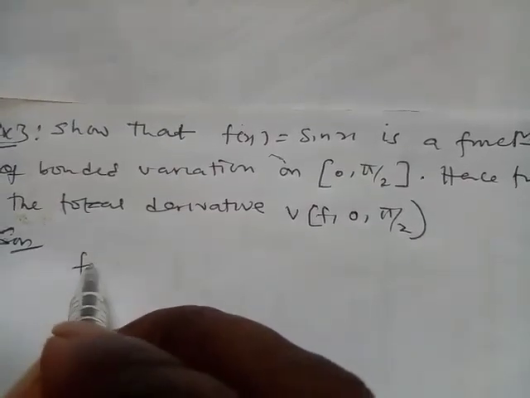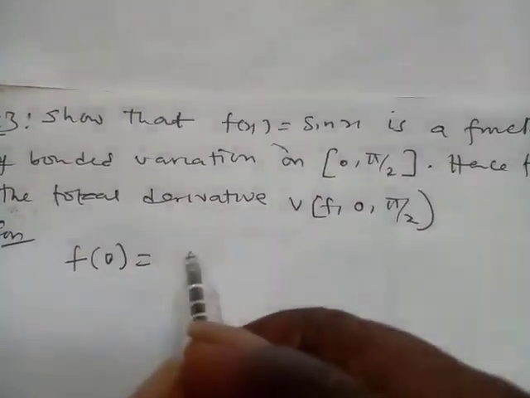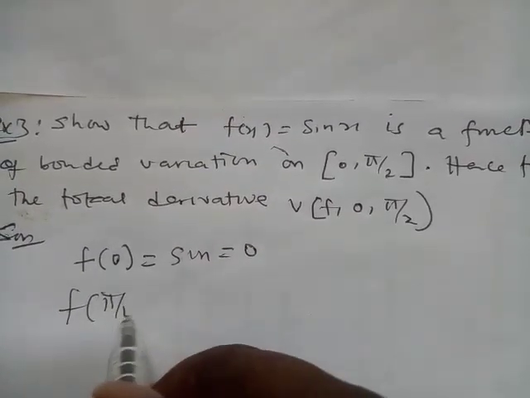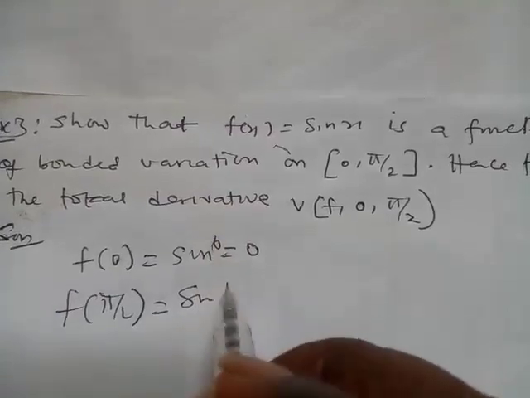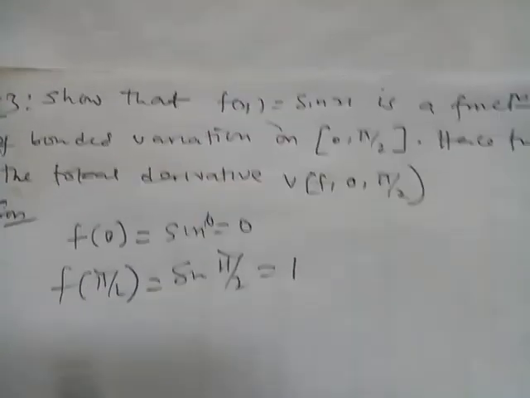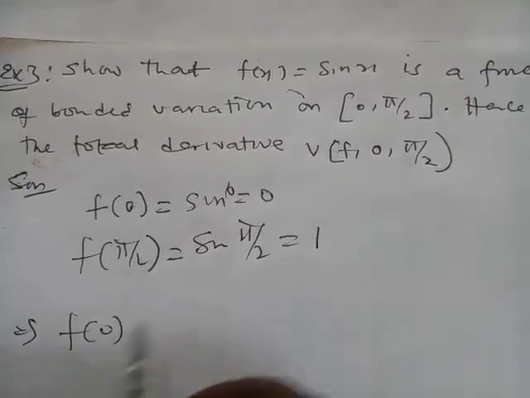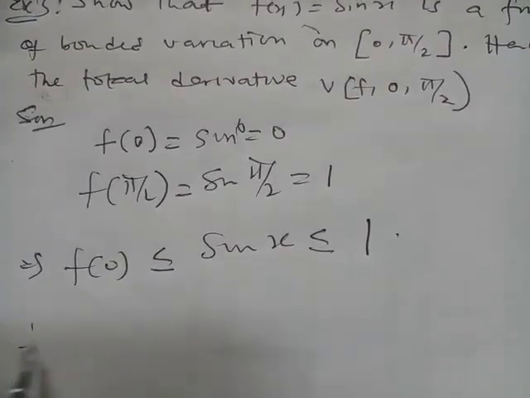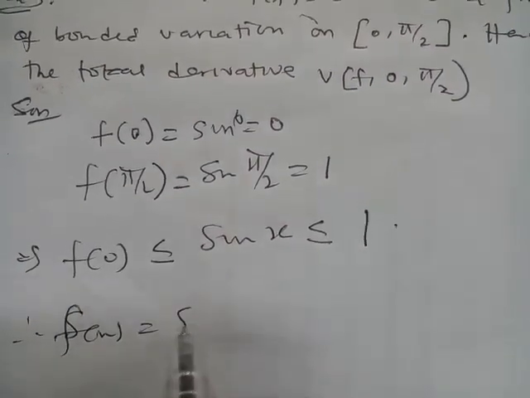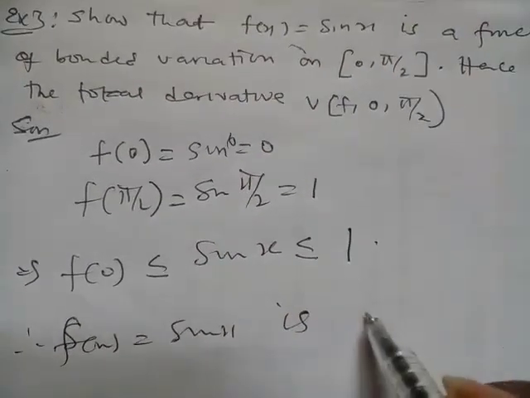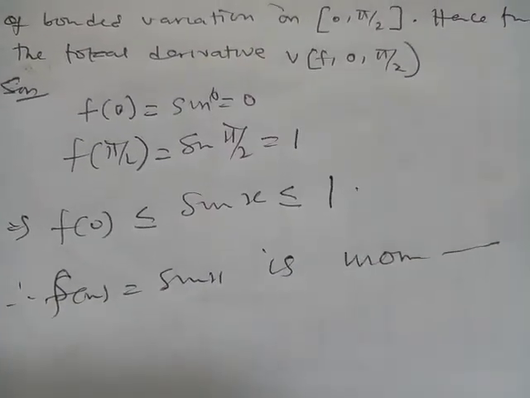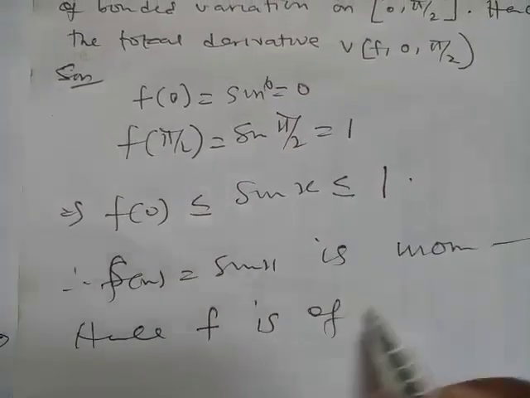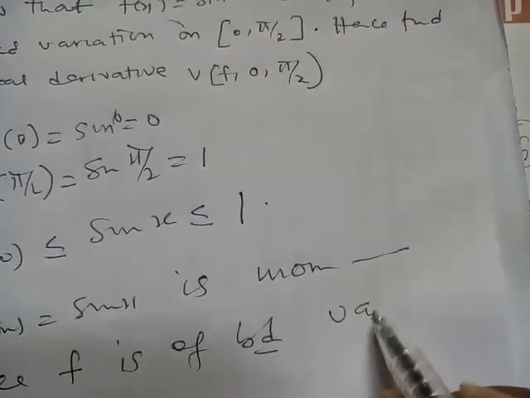And it's monotonic since f of 0 is sine 0, which is 0. f of pi over 2 is sine pi over 2, which is 1. So you now see that f of 0 is less than or equal to sine x is less than or equal to 1. Therefore, f of x equal to sine x is monotonic. Hence, f is of bounded variation.